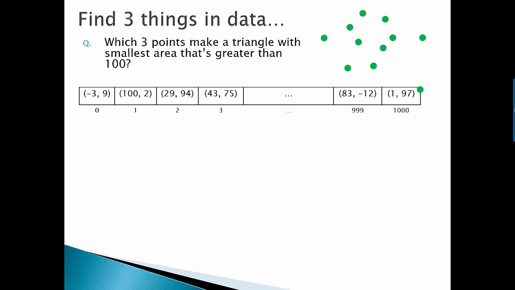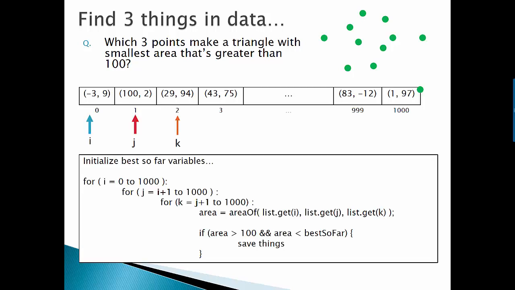Okay, so what if we want 3 things out of the list? You can probably imagine what this is going to look like. So let's pretend I want to find which 3 points make a triangle whose area is greater than 100, but I want, of all of the triangles whose areas are greater than 100, I want to find the smallest one of those. So we'd have 3 pointers.